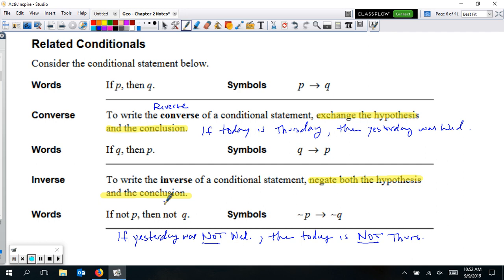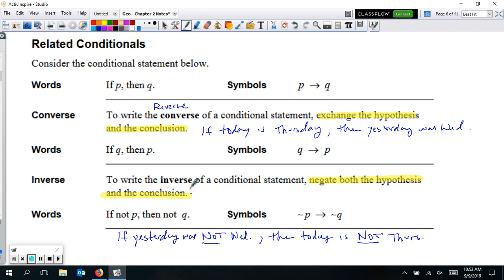Now notice where the word not goes. It goes after the verb, right? Your verb in this statement is was. If yesterday was not Wednesday, was the verb. Your verb here is, today is, so it's going to be is not. So the not goes always after your verb, okay, when you're going to negate something.